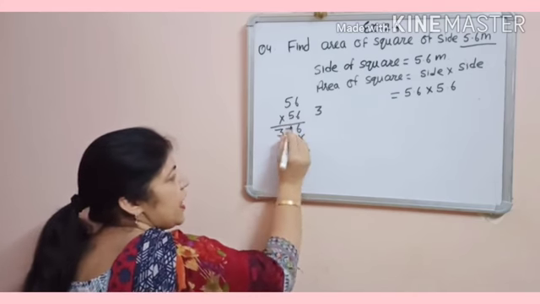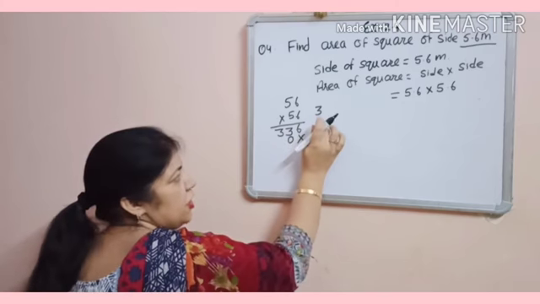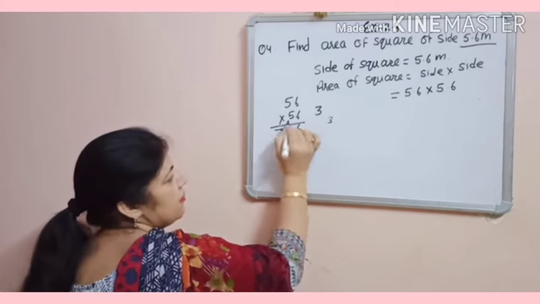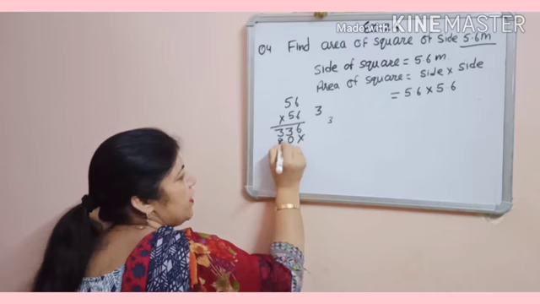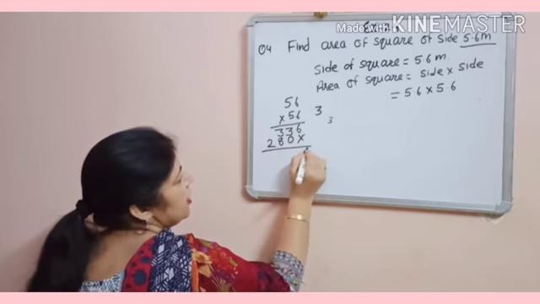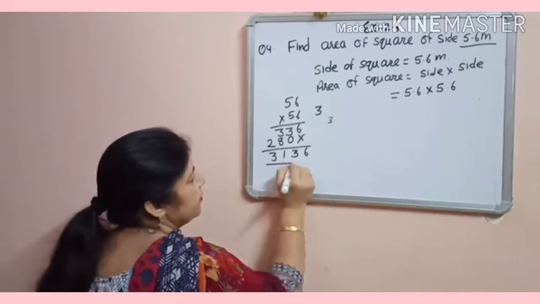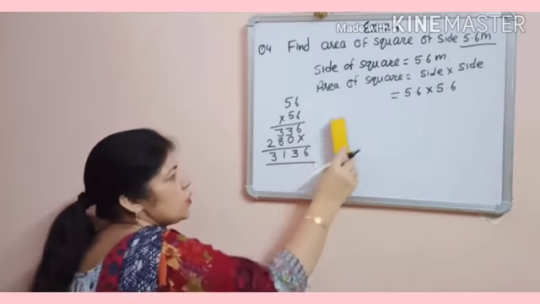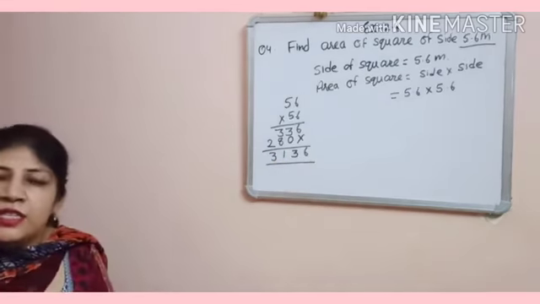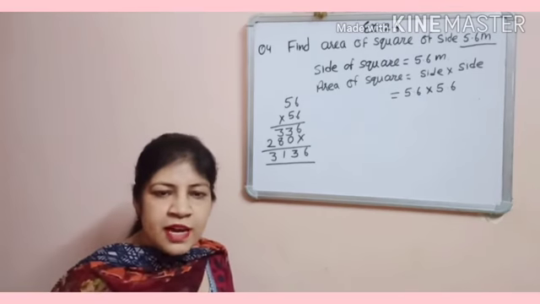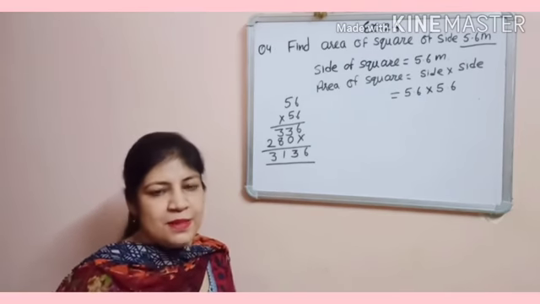Now multiply with 5. 5 6s are 30. 3 carry. 5 5s are 25 and 3, 28. Now add. 3136. Now it's time to write the decimal point.